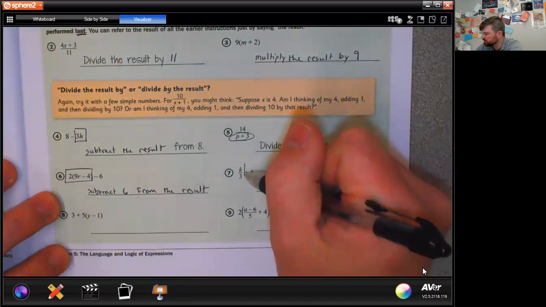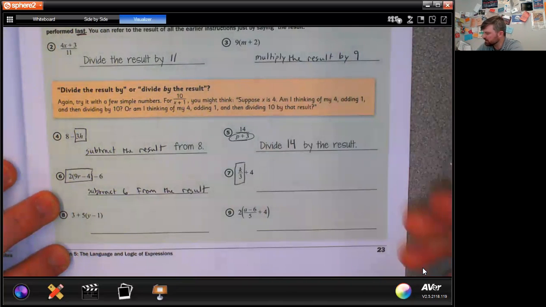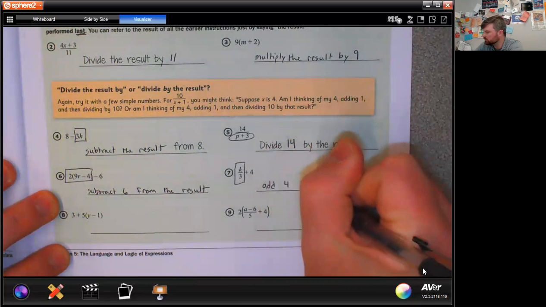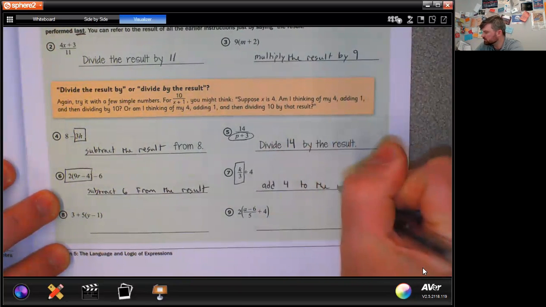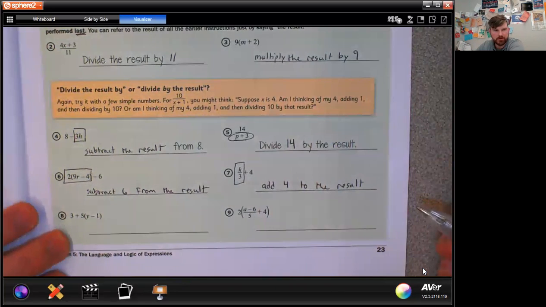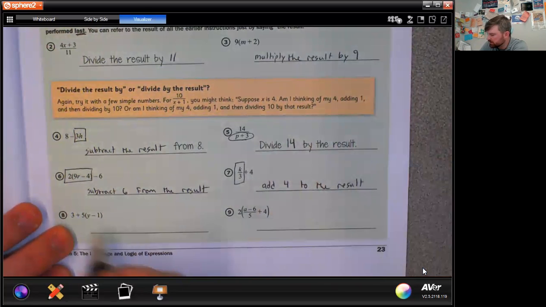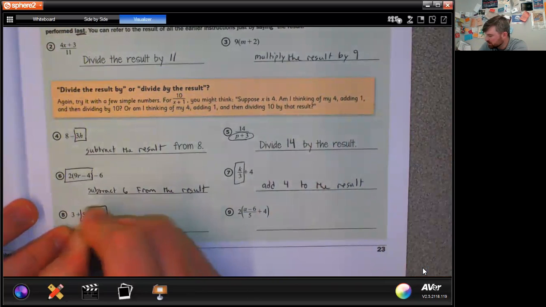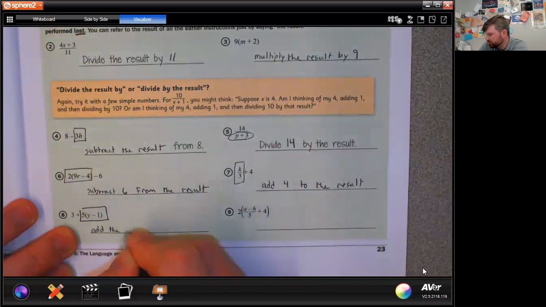Okay, here's the result. This is what you're doing last. So we're going to add 4 to the result. All right, here we'd have to start here and then multiply by 5 and then do this. So we're going to add, so this is the result. So we're actually going to add the result to 3.